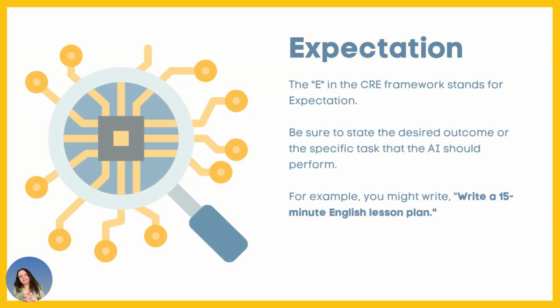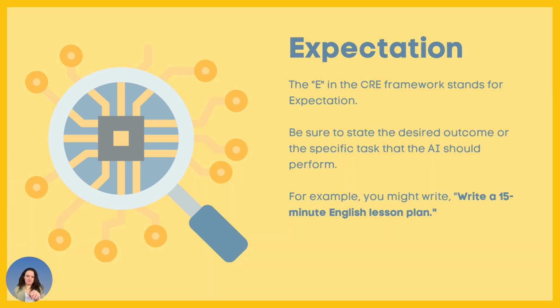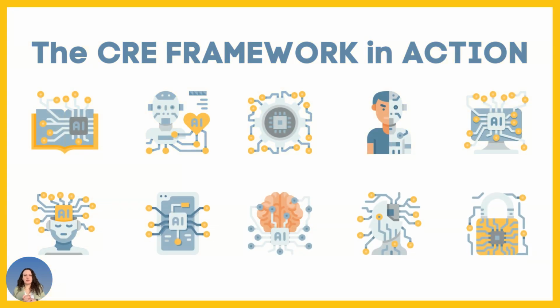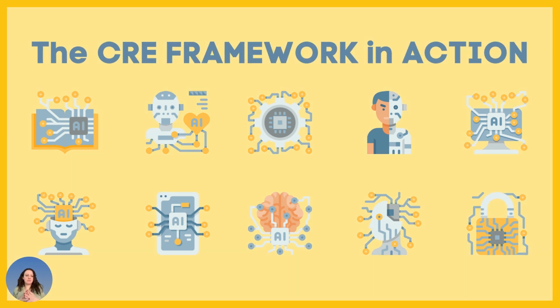And E stands for expectation. You have to clearly state what you want AI to do. It's a machine. You have to be very clear. For example, you might write a 15-minute English lesson plan. Write a 15-minute reading story about blah blah blah. Give as many details as you can. Let's compare some examples to see how this prompting works.